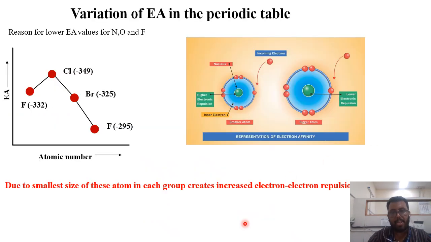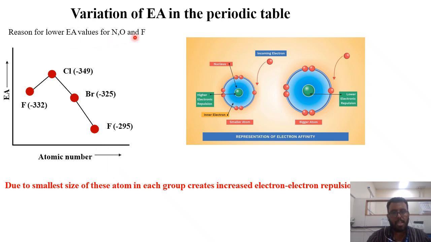Variation of electron affinity in the periodic table. So now we will see the electron affinity variation in the periodic table. You have fluorine, chlorine, bromine, and fluorine as well. So it should be iodine actually. There is a typo. When you move from fluorine to chlorine, there is an increase, whereas here it is decreasing. We already discussed the reason for that offset.